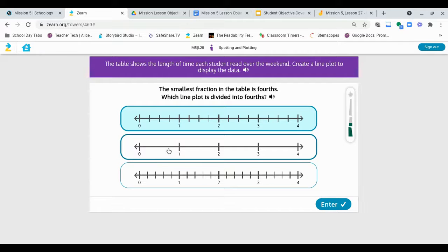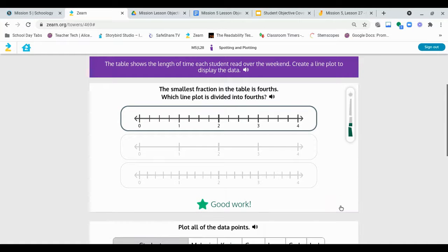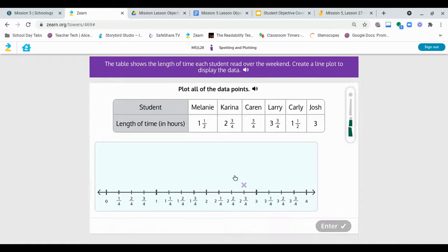This one, there is no dividing in fourths. This has 1, 2, 3, 4 fifths. This one has it divided into fifths. Good work. Okay, and now we're going to plot the points.